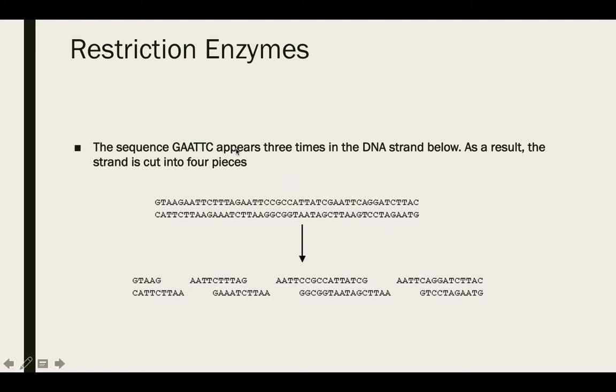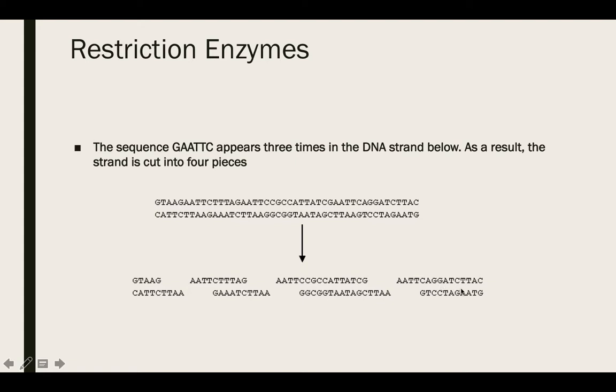The sequence GAATTC appears 3 times in the DNA. As a result, it's going to be cut into 4 pieces. So you have the GAATTC each time.